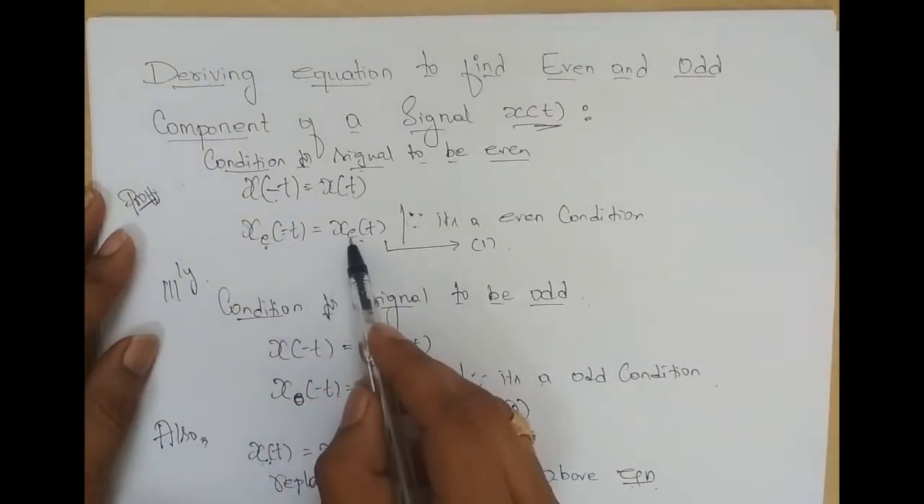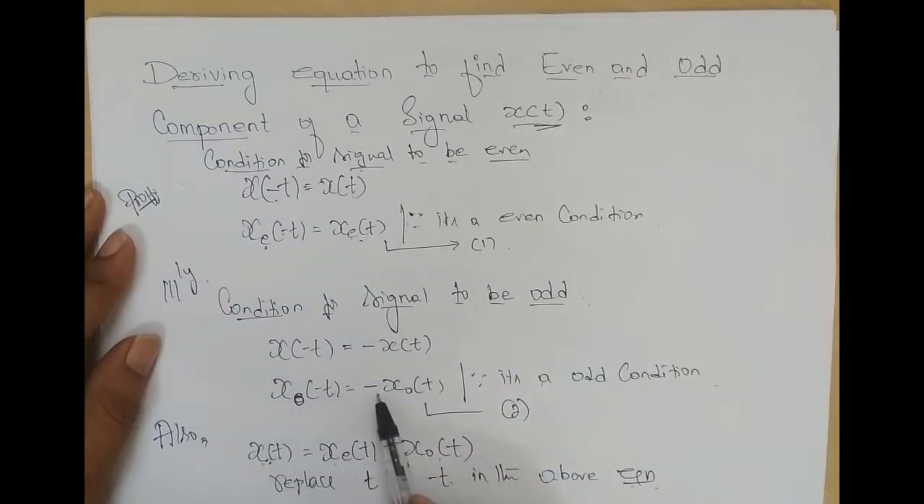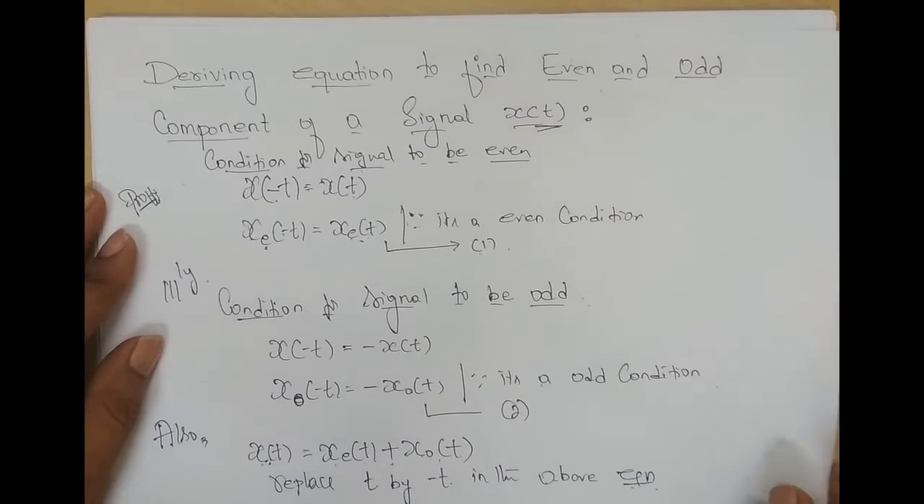What is xe of minus t? Xe of minus t is xe of t. This is from equation 1, right? Similarly, what is xo of minus t? Xo of minus t is minus xo of t. This is from equation 2.